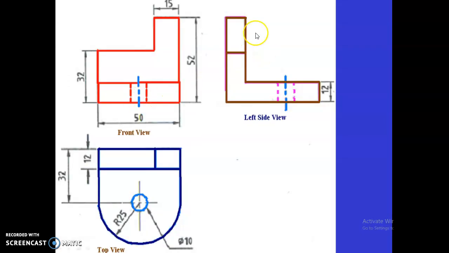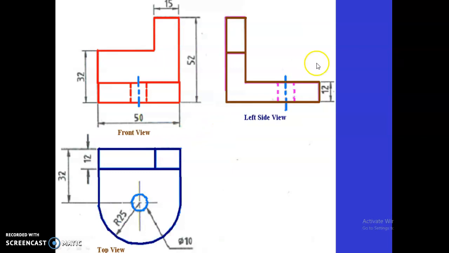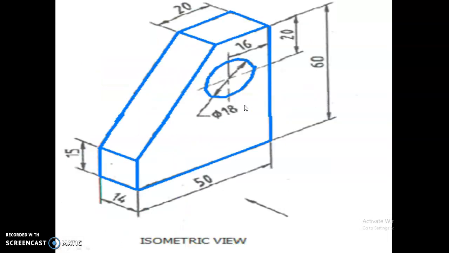So the side view is drawn on the right side, but we have to write it as left side view, because we are viewing the left side. This is the front view, top view and left side view, drawn on the right side but mentioned as left side view. Am I right? Okay, let's go to the next problem.